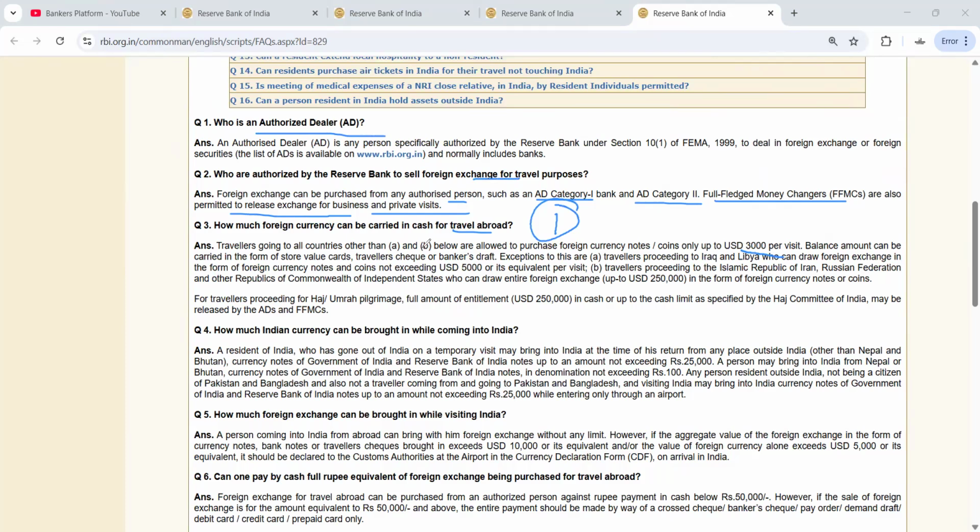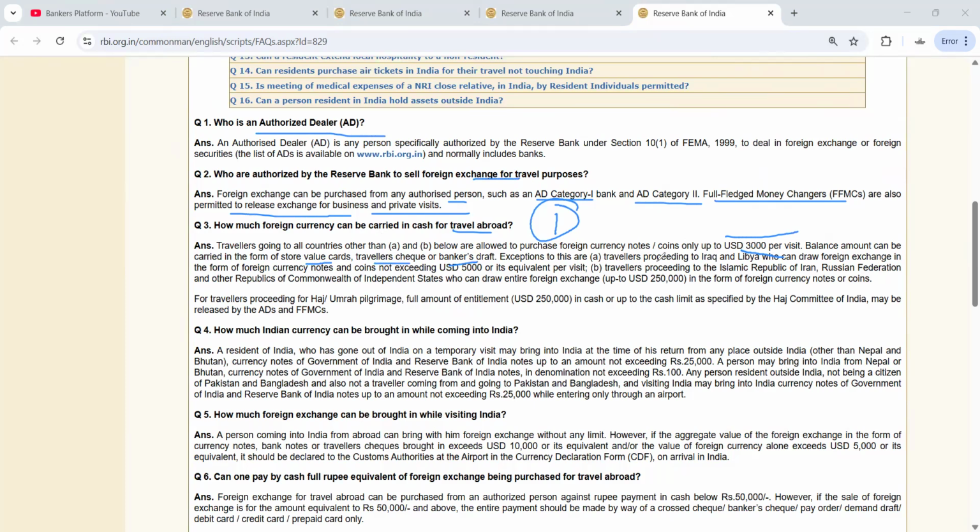Okay. So other than A and B, travelers are allowed to purchase foreign currency notes or coin up to 3,000 per visit. The balance amount can be carried in the form of a stored value card, traveler's check, or banker's draft. Okay, there is an exception to this, that is A. Now, other than A and B.